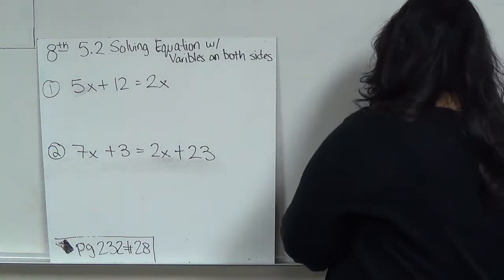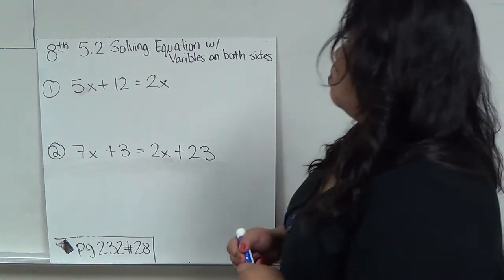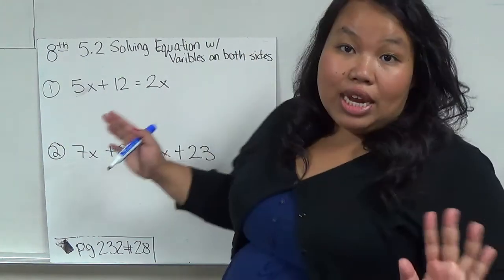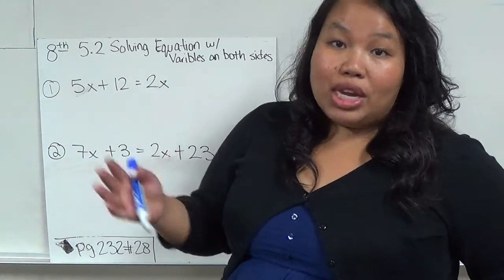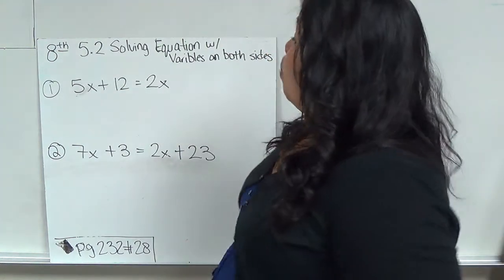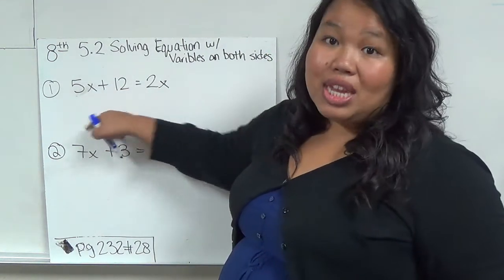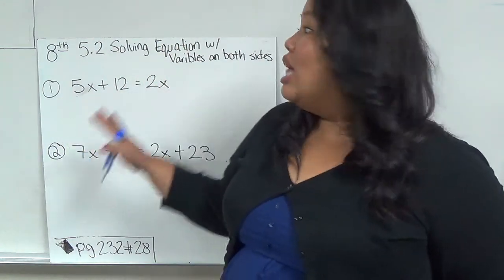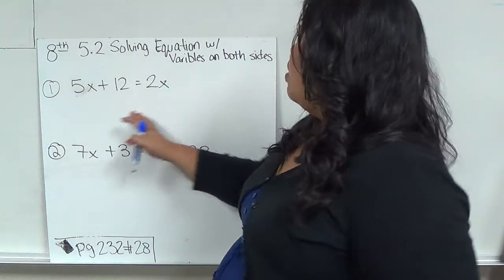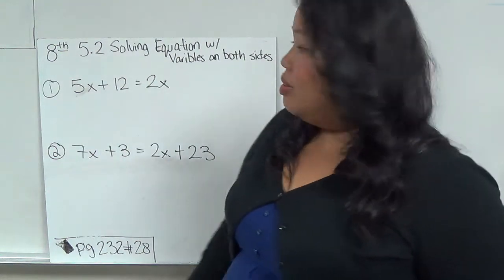So you just have that extra step of moving all the x's, or the variables, whatever it may be, to one side. And it doesn't matter which side I choose, okay? I just have to make sure I want to get it alone. For example, I have 5x plus 12 equals 2x. Well, I could move 2x over here, but then I would move everything to one side, leaving me with a 0, and I don't want that. What I want is to move the x's to the other side and leave everything else behind.